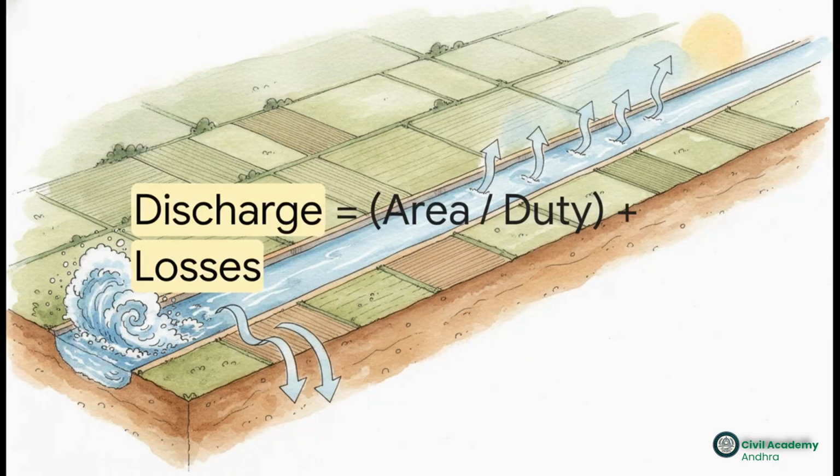So how do we put those definitions to work in the real world? Well, to find the exact discharge required right at the head of the canal, you take the total area you need to irrigate, say for a seasonal kharif or rabi crop, and you divide it by the duty. But we have to live in reality, right? Water inevitably evaporates and seeps into the ground as it travels. So we absolutely must add our transmission losses to that fraction. This simple, elegant formula is the starting point for our entire canal design.